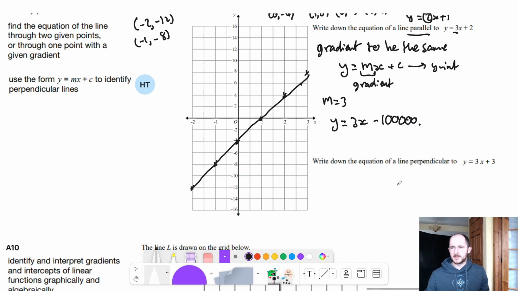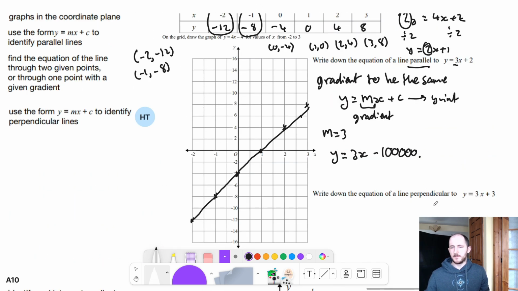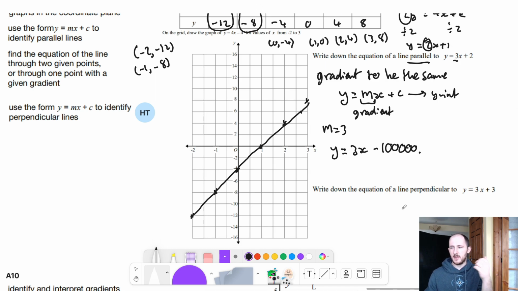Now, for the higher peeps, what about perpendicular? Well, when two lines are perpendicular, it means they cross at an x, okay? At 90 degrees to each other. So, their gradients are negative reciprocals, okay? What does that mean? Well, it means, so the gradient of this line is equal to 3. So if I take the gradient of the perpendicular line, it is going to be 1 over 3, and then I flip the sign, make it negative. Okay?